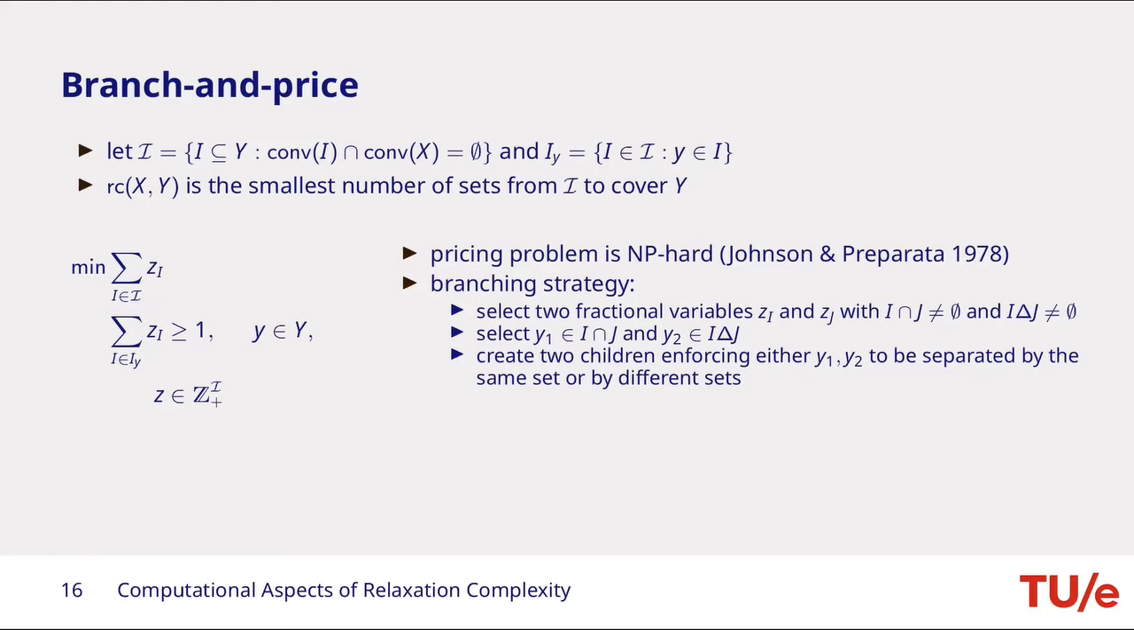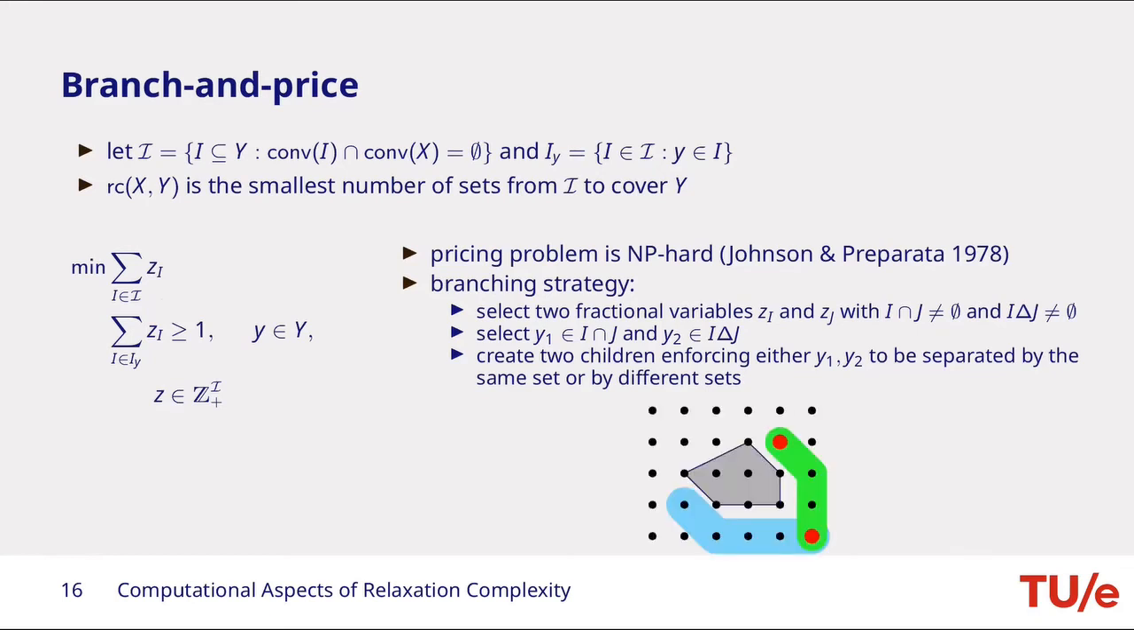And if we want to embed this into a branch and price framework, we also need a branching strategy. And to do this, we've opted for the following rule. If we are given two fractional solutions that intersect in our LP relaxation, then we pick an element that is contained in the intersection, and an element that is contained in the symmetric difference of these two sets. Then we create two child nodes by imposing that in one child we want the two red points to be separated by the same set in a solution, and in the other child node we want them to be separated by different sets. And this is inspired by the famous Ryan and Foster branching rule used in bin packing.